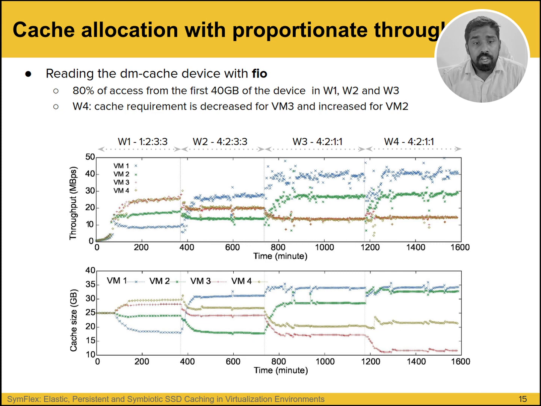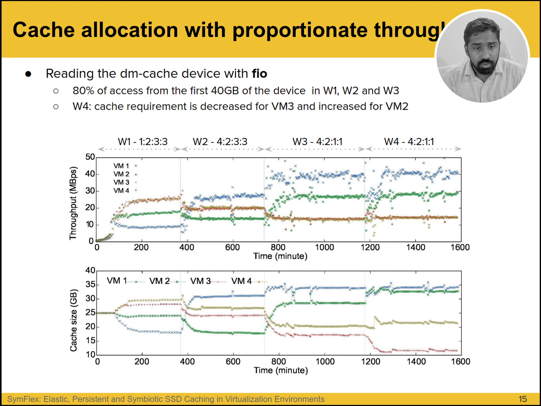This figure shows a proportionate throughput-based cache provisioning across four virtual machines. In the experiment, SymFlex is configured to allocate a maximum of 100 GB of SSD space across 4 virtual machines. The experiment consists of 4 windows and the VMs are configured to operate with varying IO throughput ratios and cache requirements in these 4 windows.